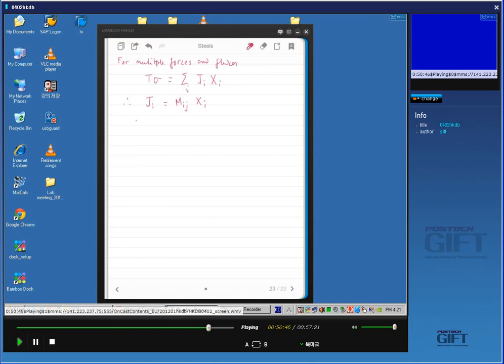Supposing we have two forces and fluxes, then I can write J1 is equal to M11 times X1 plus M12 times X2. Okay? That means that my flux will depend not only on the force due to X1, but also X2. So if I have a concentration gradient and a temperature gradient, then my diffusion of manganese will depend on both. Yeah? Now, there's a real life example of this that you use all the time, but you haven't realized it.